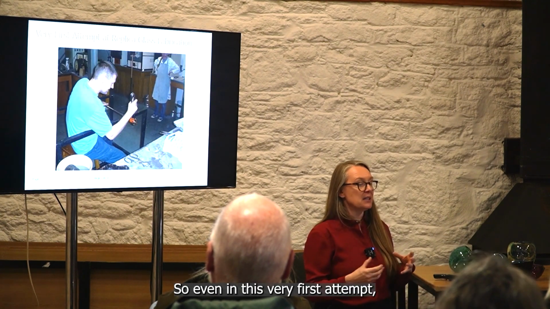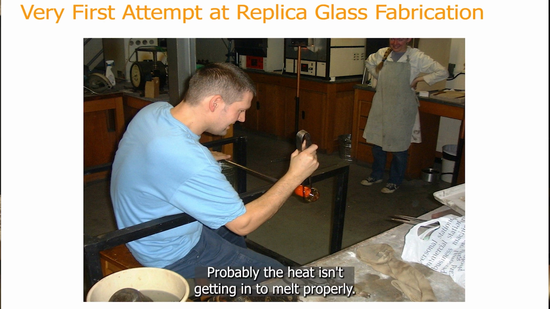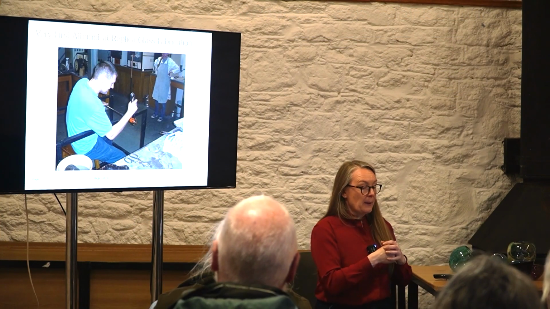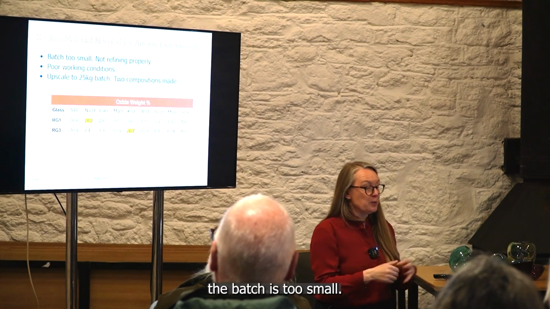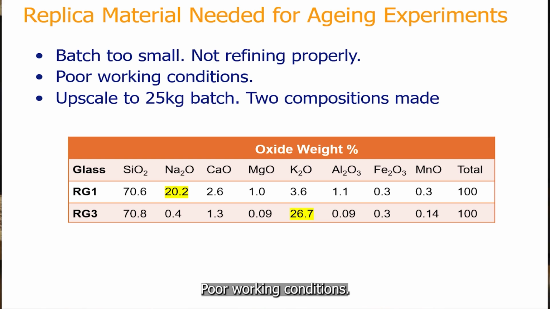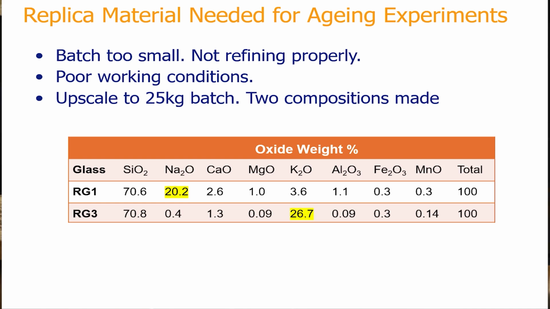Even in this very first attempt, we realized that the small batch isn't working properly. It's not melting properly. The heat isn't getting into the melt properly. We've actually got to scale it up. The batch is too small. It's not refining properly. We can't really do what we want to do, and there was no space, poor working conditions.